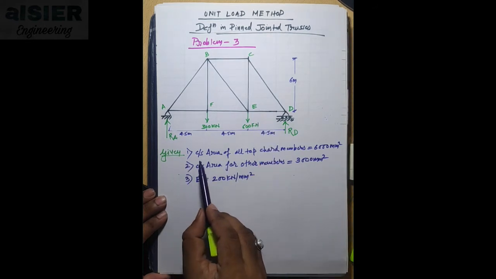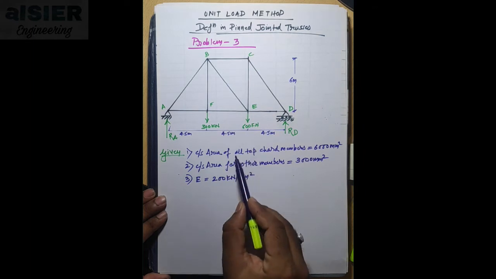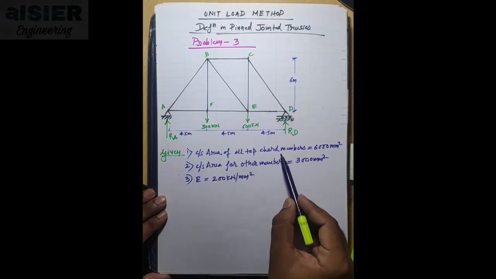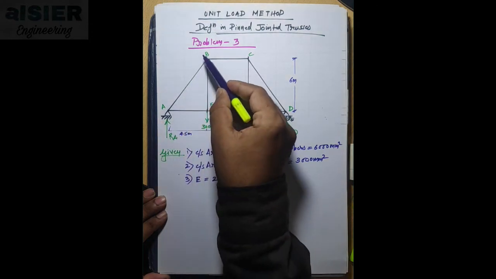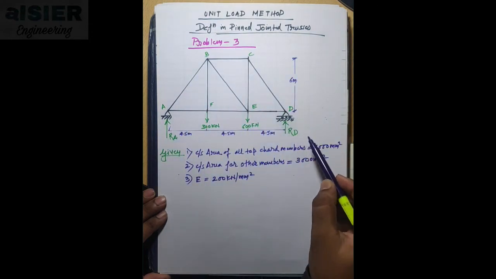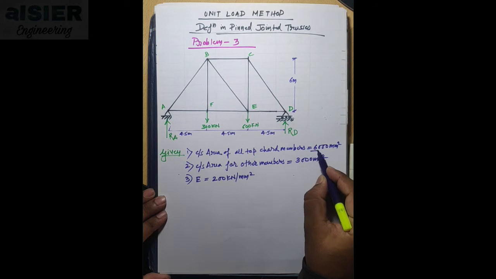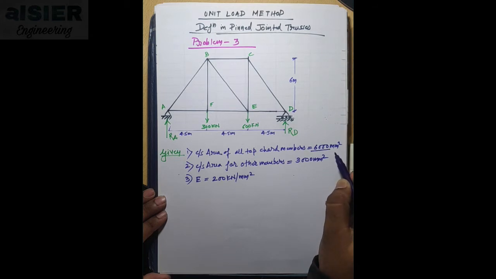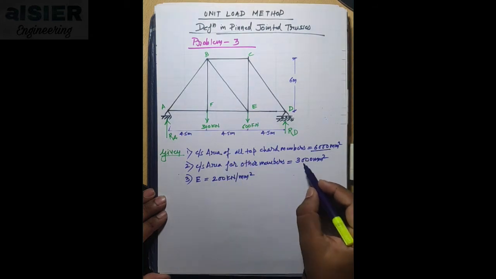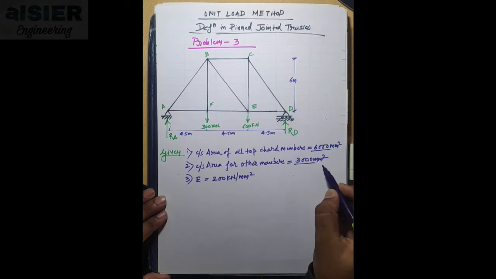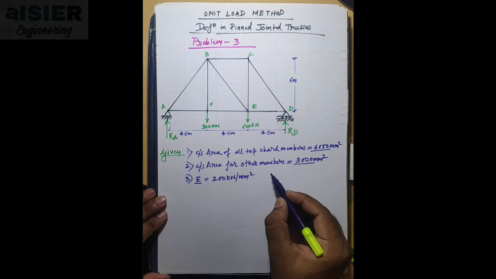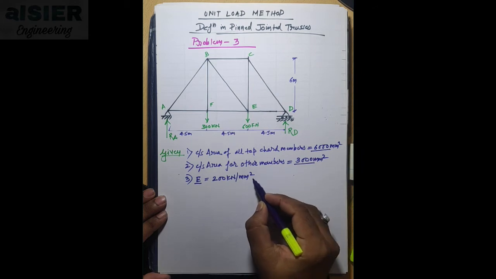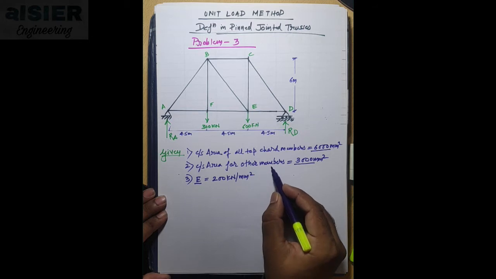Again, what is given? It is given that the cross-sectional area of all top chord members, which are AB, BC and CD, is 6000 mm square. And other members have a cross-sectional area of 3000 mm square. E is given as 200 kN per mm square. This is the modulus of elasticity of the material used for members.